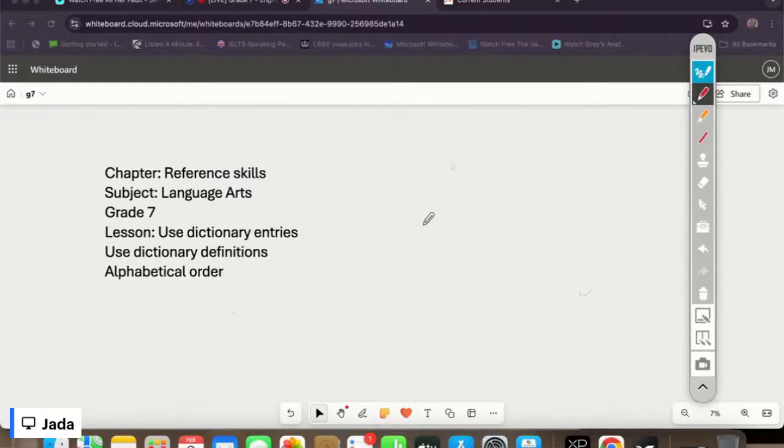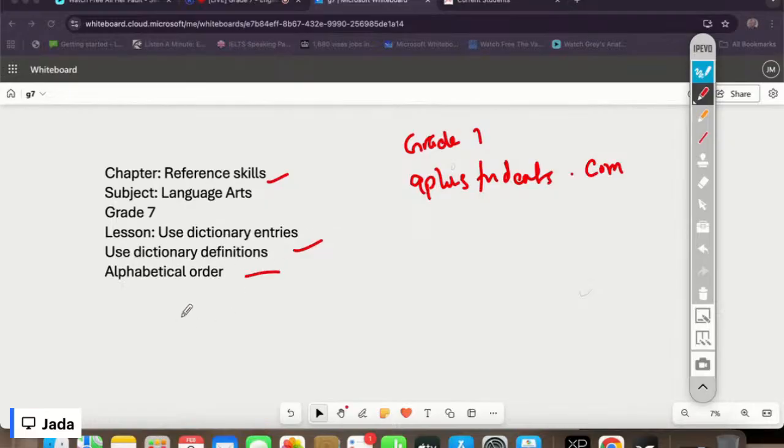Today we'll finish up our lesson on our reference skills. First, you have to log in using aplusstudent.com. Click on any move on to language at the grade 7. Chapter is reference skills. Lesson is use dictionary entries, use dictionary definitions, alphabetical order.